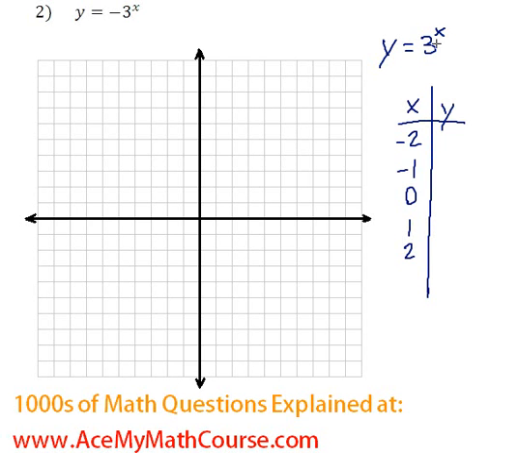So if I plug in negative 2 for x, I'm going to get 1 over 9 for y. If I plug in negative 1 for x, I'll get 1/3 for y. Plug in 0, I'm going to get 1. If I plug in 1, I'll get 3. Plug in 2, I'll get 9.